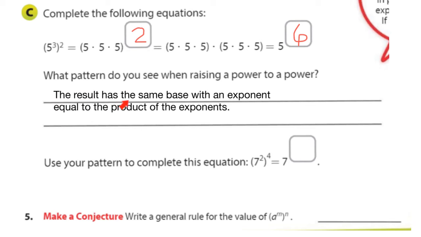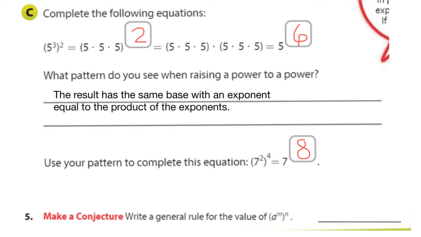Okay, so the result has the same base. So here was a 5 base. We still have a 5 base, with an exponent equal to the product, that means we multiply the exponents. 3 times 2 gives me 6. So we multiply the exponents. So keeping that in mind, use your pattern to complete this equation. 7 to the 2nd power raised to the 4th power. So what would you do with these two exponents? You would find the product. You would multiply. So 2 times 4 would give you 8.